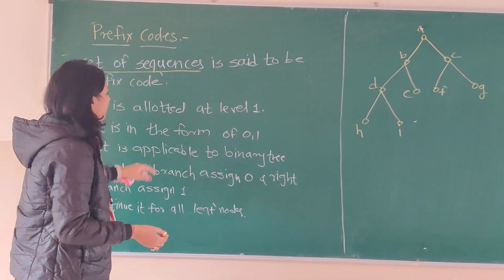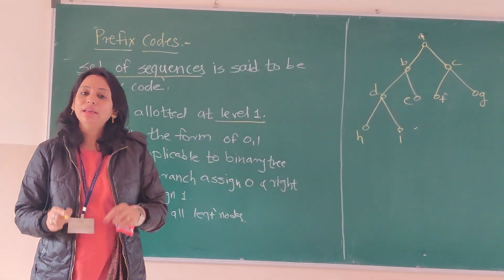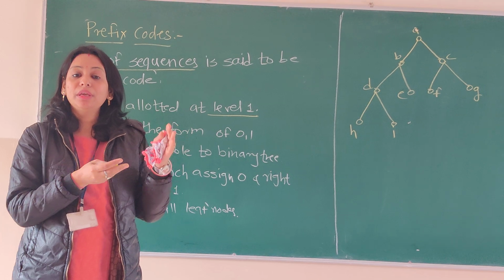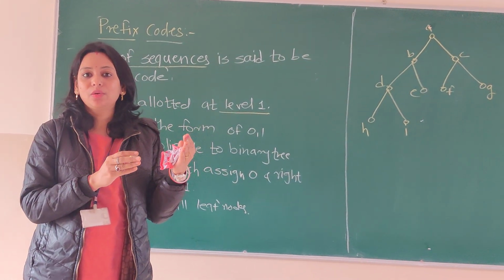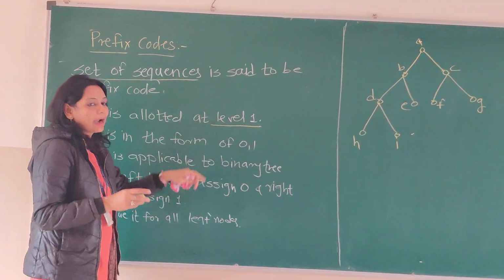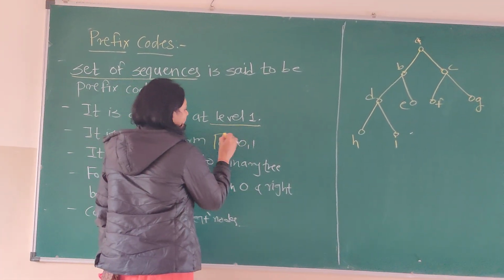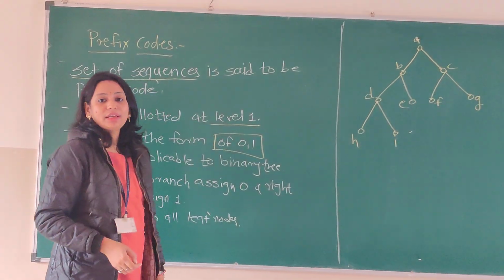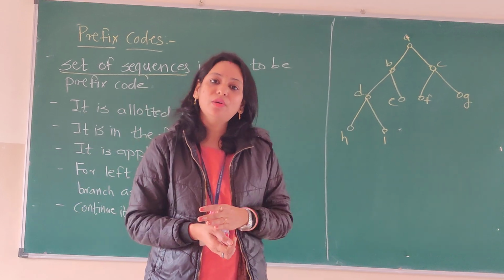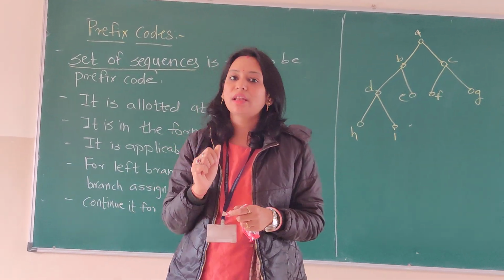So it is allotted at level 1. We will not assign any code to the root node. Root node is the main node. We cannot assign anything to it. Okay? That's why the allotment of prefix code is done at level 1. It is in the form of 0 and 1. Whenever we are applying the prefix code, we cannot apply 2, 3, 4, 5, 6, 7 and so on. We have to assign 0 and 1 to each and every node.